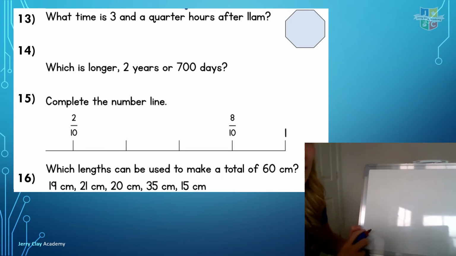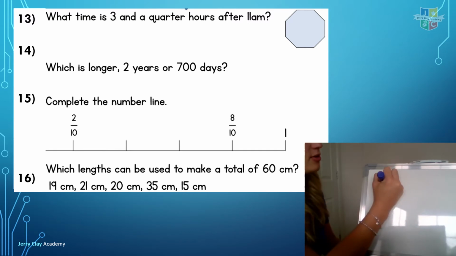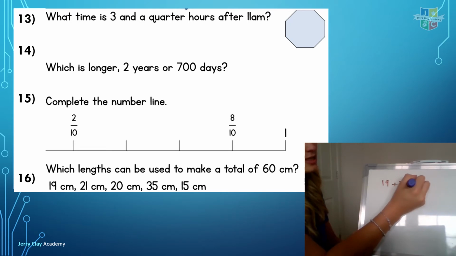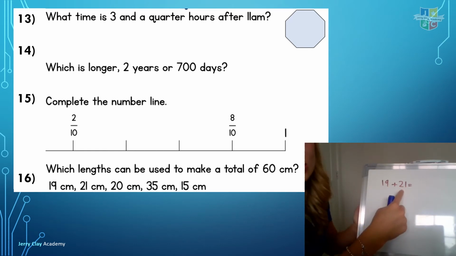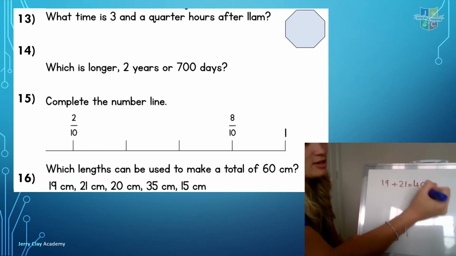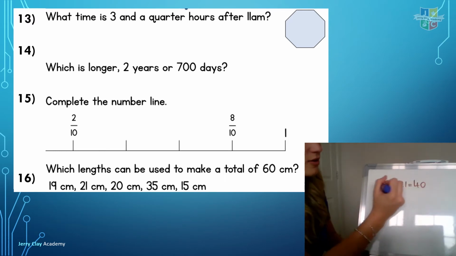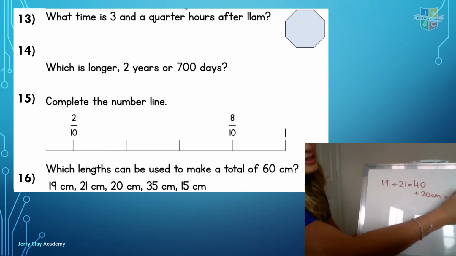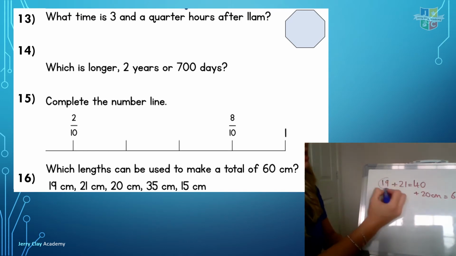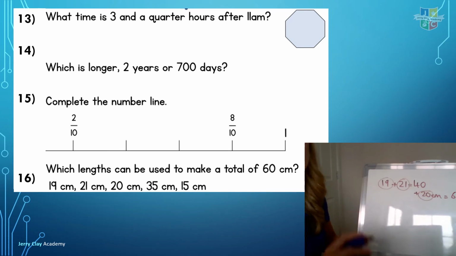So I can have a go. You could have said that we could have done 19 add 21. Well, I know number bonds to 10. 9 add 1 is 10, plus another 10, 20, plus another 10, 40. Then I could have also added that extra 20 centimetres, and that would have got me to 60 centimetres. So you could have had 19, 21 and 20 as one option.